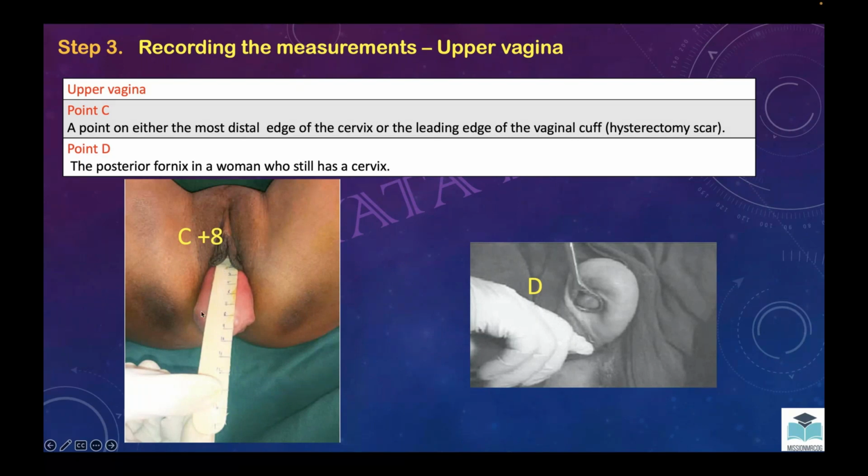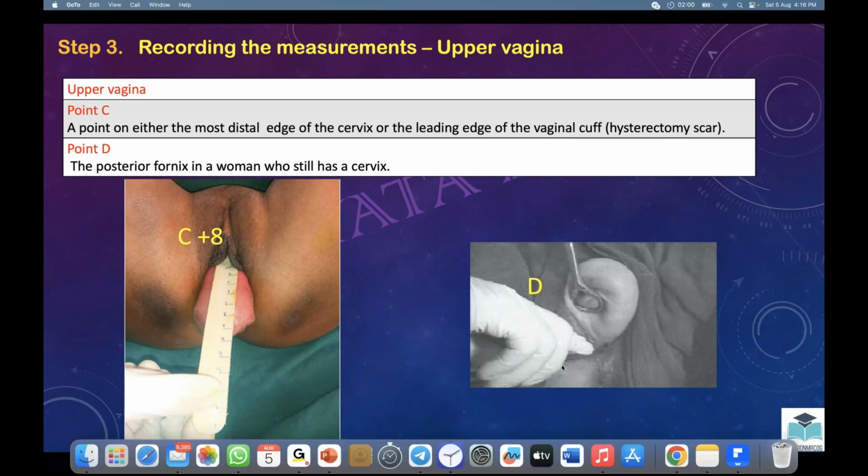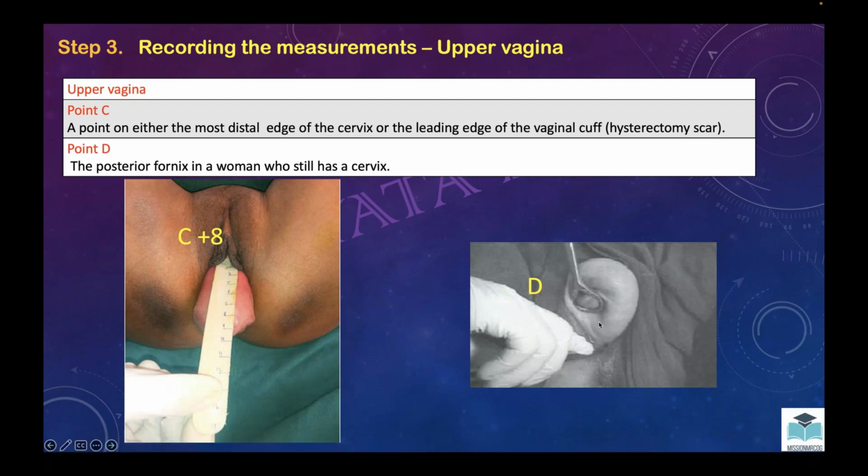Okay. And if they reduce the prolapse, then from here they will measure posterior fornix. But you can see the posterior fornix is already out. So there is no posterior fornix, posterior fornix is already out, so D will also be plus here. Okay. Is it clear? Any question? No question. Okay.